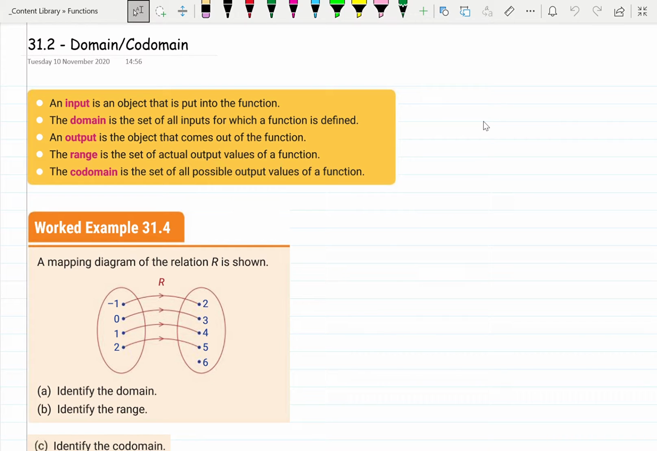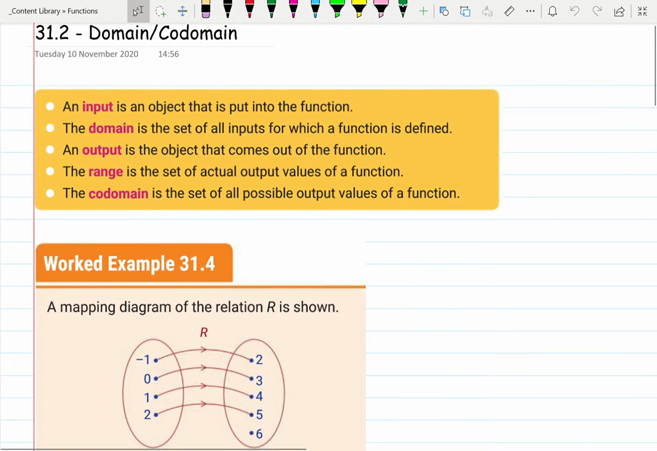Another look at some words and some definitions to do with functions. Now, some of these you have heard previously and some of them are new to you today. So I've put the meaning in here on your OneNote page. This is clipped directly from your book.